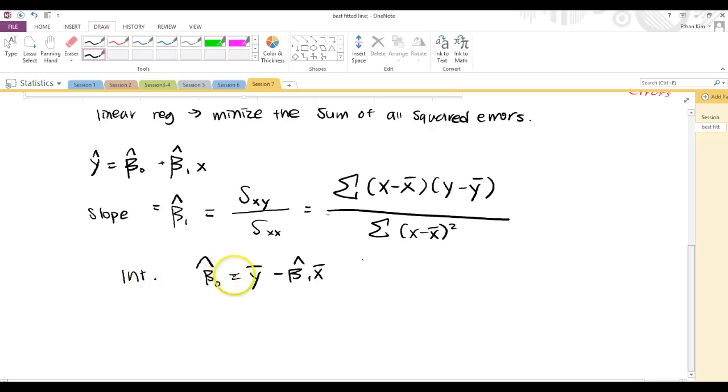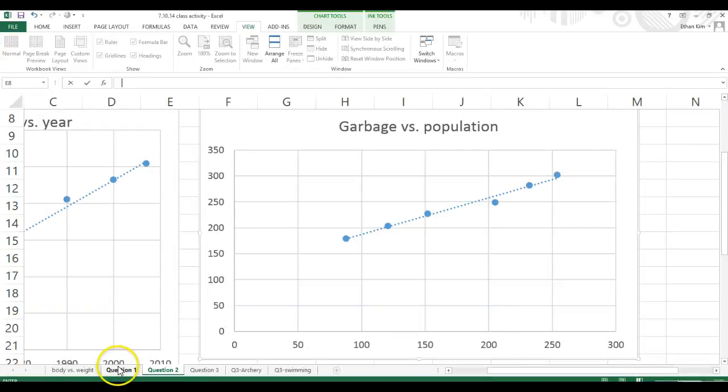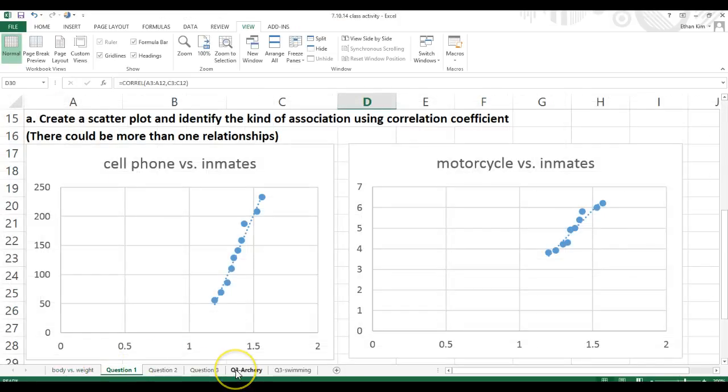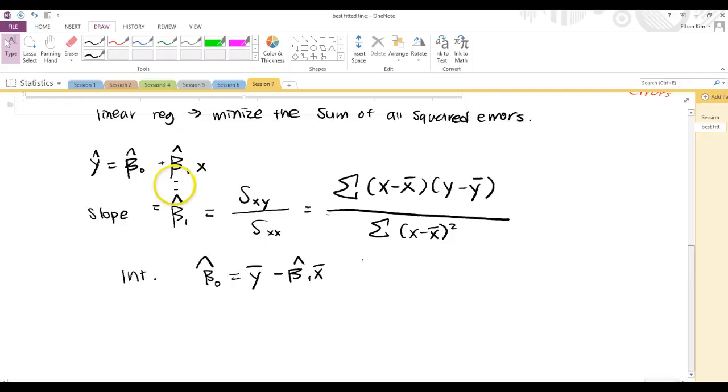Okay, and let's look at an example to illustrate this. Why don't we just go to Excel? I think I have the file here. Is this the right one? Concentration time. Okay, I think I have it here. All right, so these are the values we have. Let me just drag this down.